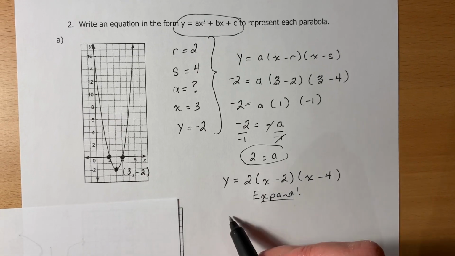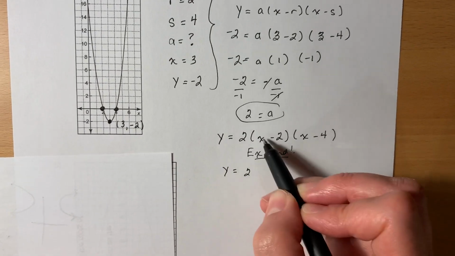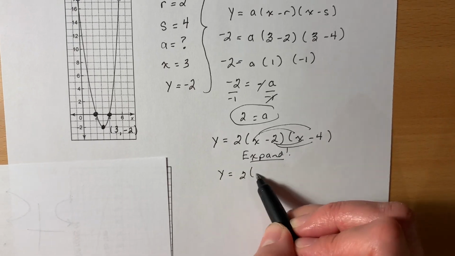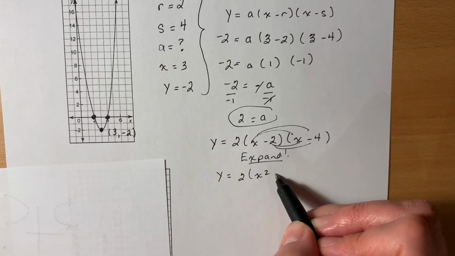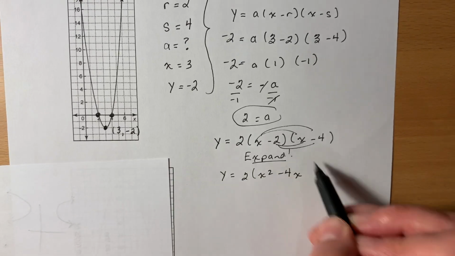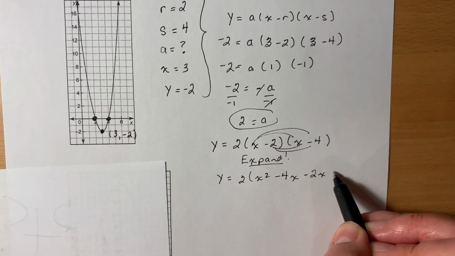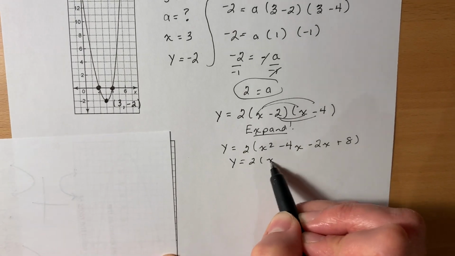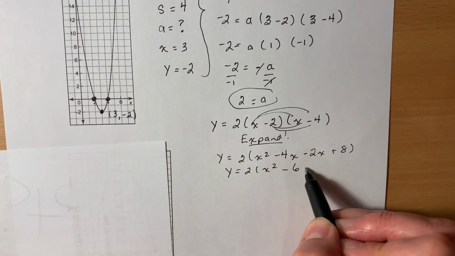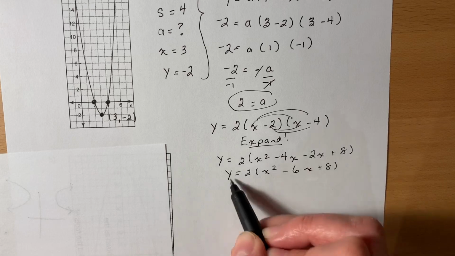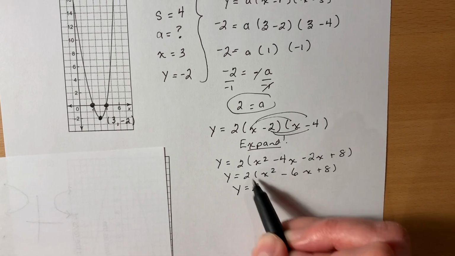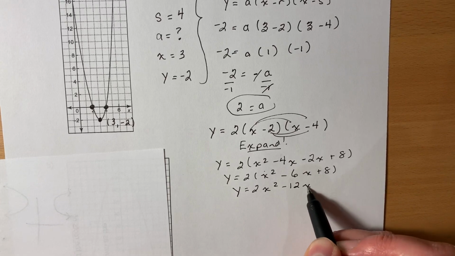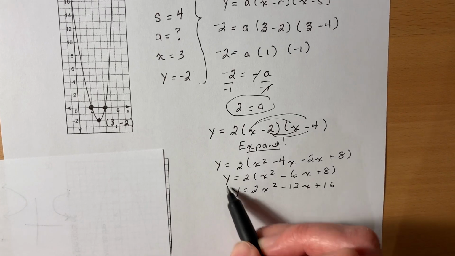Expand your brackets first, right? Multiply. So x times x, x squared, minus 4x, minus 2x, plus 8. I'm going to simplify what's inside the bracket there. And then I'm going to worry about the 2 and multiply that 2 out into each of the terms. And now I am done that question.